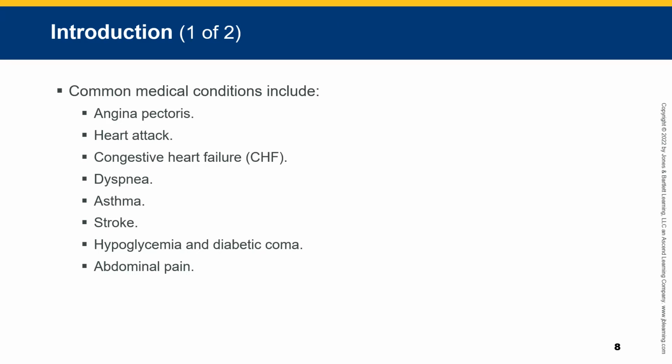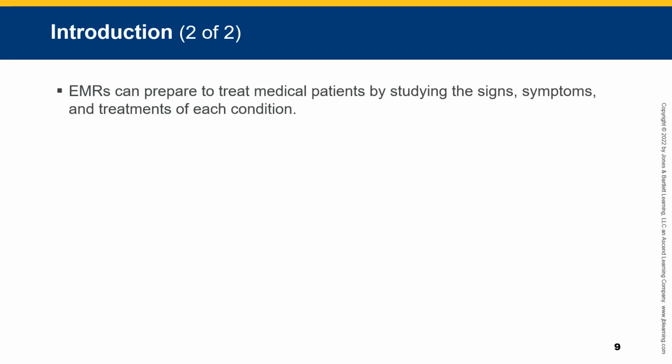When it comes to medical emergencies, there are many common medical conditions that you will encounter that include angina or angina pectoris, heart attack, congestive heart failure, dyspnea, asthma, stroke, hypoglycemia, diabetic coma, and abdominal pain. Treating patients with these medical conditions or any medical condition can be very challenging, but EMRs can prepare to treat these medical patients by studying the signs, symptoms, and treatments of each condition.